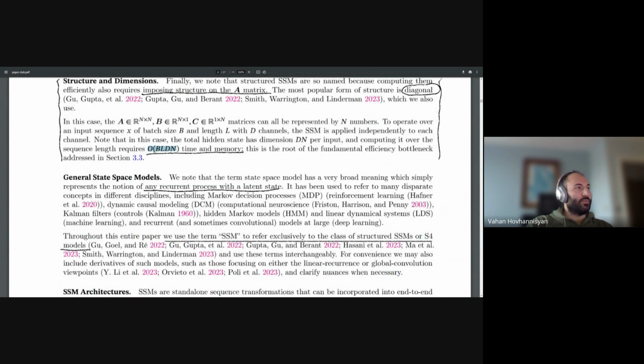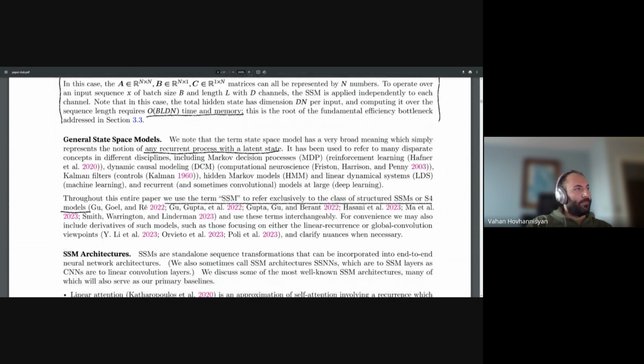And then they also talk about the complexity, right? The state has dimension D times N, where N can be represented by N numbers, and there's the window size. But this becomes linear in all matrix dimensions.